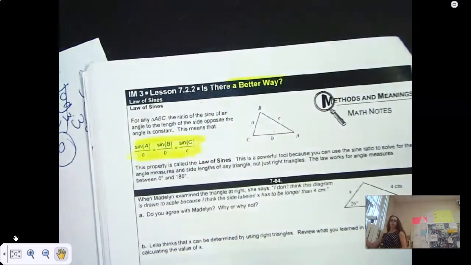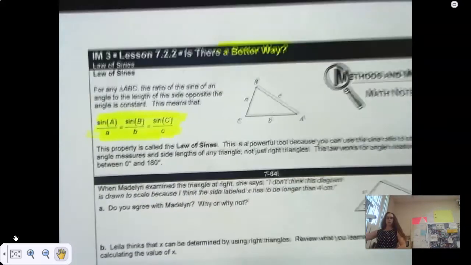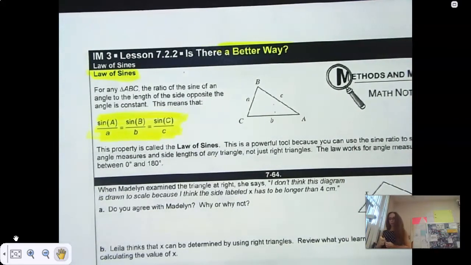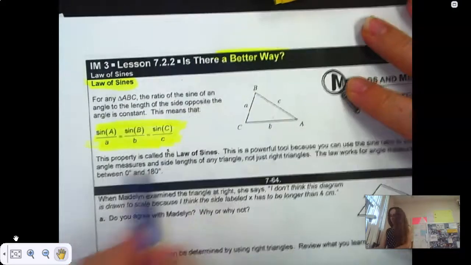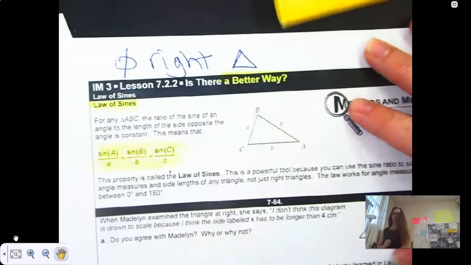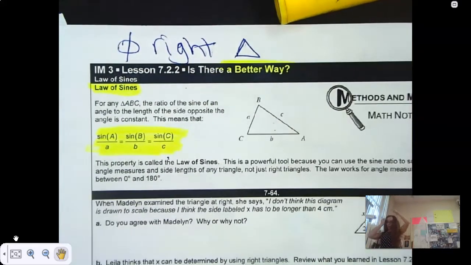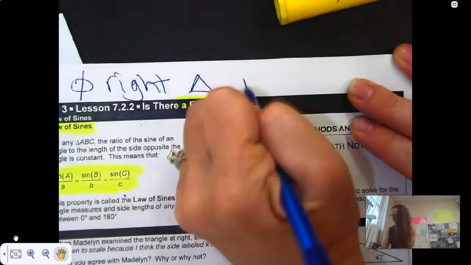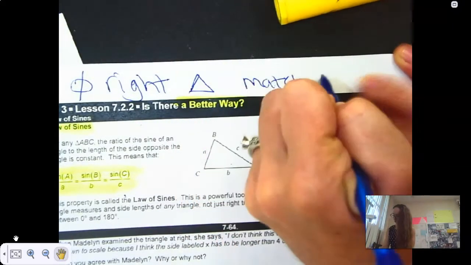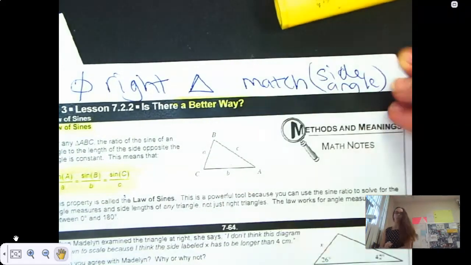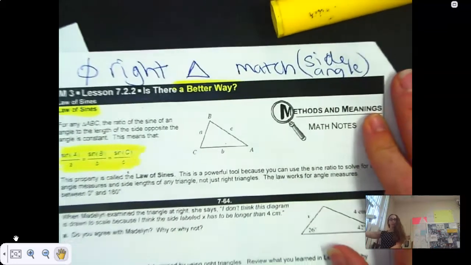So I want you to do me a favor and highlight this, okay? They call this the law of sines. Why do they call it the law of sines? Because you're going to use sine to get the answer. You're only going to use this way when it is not a right triangle, and there's one little caveat. You're going to have a match between a side and an angle, okay? And let me explain what that means.